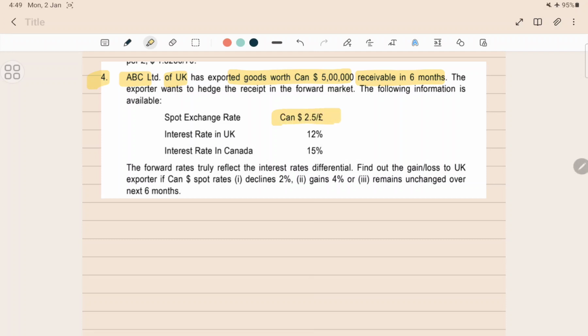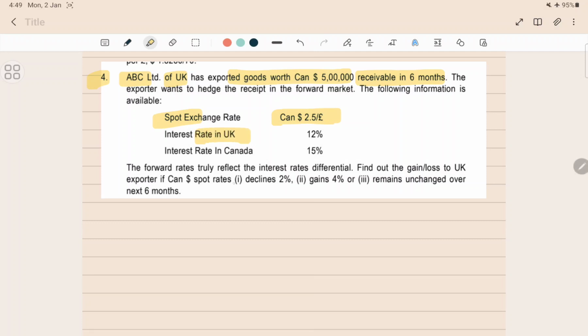You have to know how to read a code. This is a per pound code because pound is in the denominator, and more importantly, pound is the standard currency here. Why? Because 1 pound is equal to 2.5 Canadian dollar, right? That is the spot rate. Okay, this is per pound. This is basically a direct quote of pound.